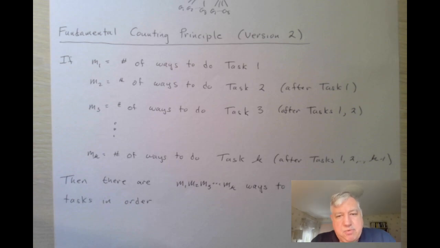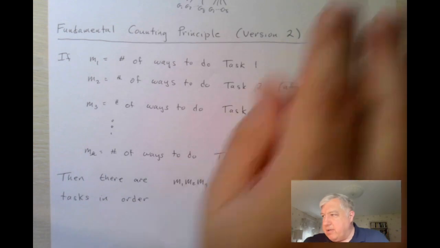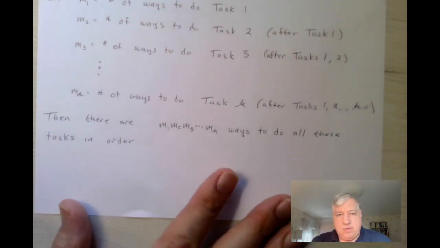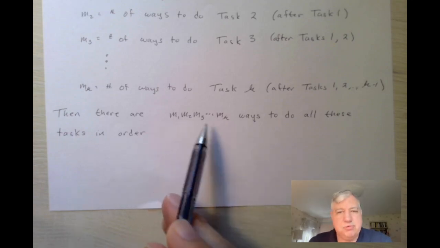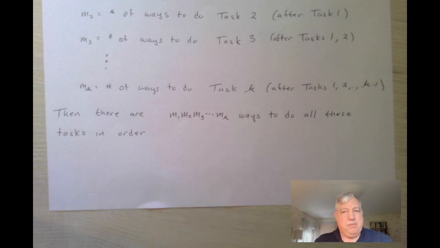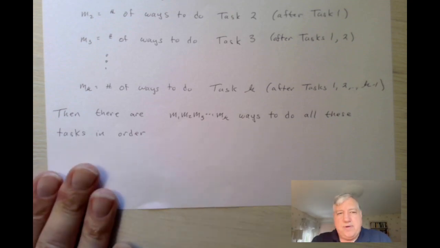And it says, let's say you can break a task into k subtasks, or let's say you have k tasks to do in order. And there are m sub 1 ways to do task 1, there are m sub 2 ways to do task 2, m sub 3 ways to do task 3, and so on, and then m sub k ways to do the final task, task k. And let's say you're doing all of these in order, okay? Then the number of ways to do all these tasks in order would be just the product of all these m's, m1 times m2 times m3, all the way to m sub k. Okay, so this is the fundamental counting principle.